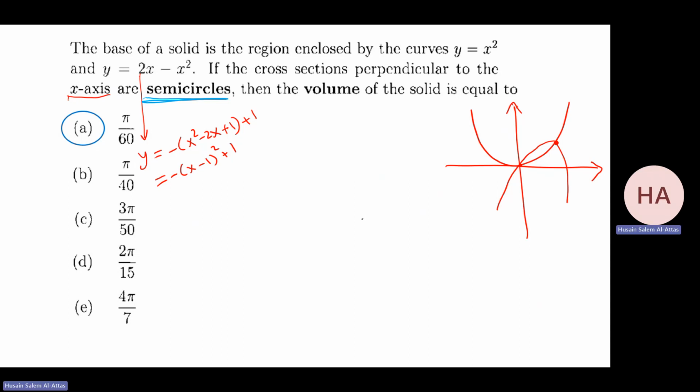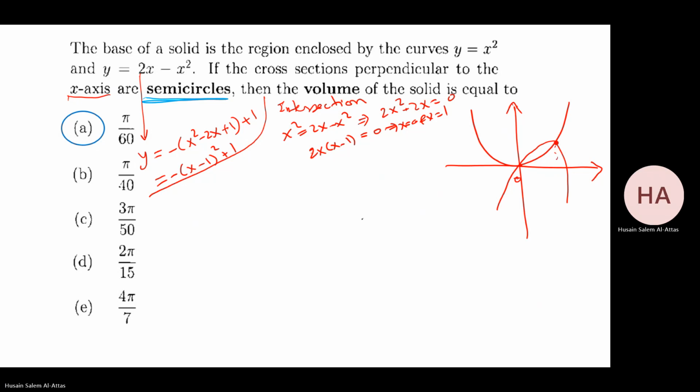Okay. Points of intersection. What are the points of intersection? Just equate them. You get 2x squared. Take everything to the other side. Minus 2x equals 0. Take out 2x. x minus 1 equals 0. So it means x equals 0 and x equals 1. This is it.